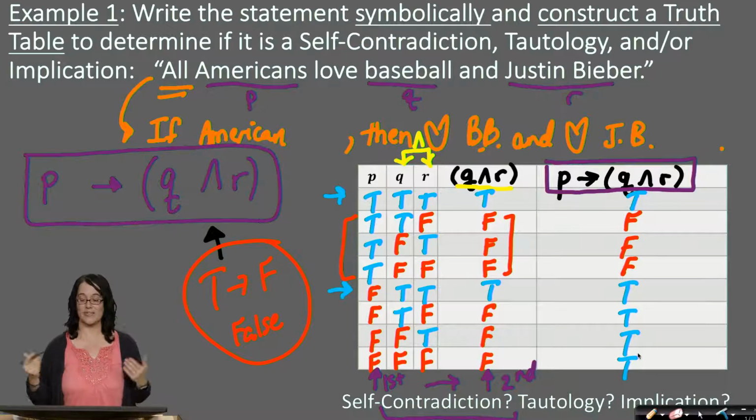Okay? So in some cases, this is a true statement. In some cases, it's not. So would this be a self-contradiction, a statement which is always false? No. Would this be a tautology, a statement which is always true? No. Could this have been an implication, and is it? Well, it was an if-then statement, so it could have been an implication, right? But is it an if-then statement which is always true? In other words, a tautology as well? No. Therefore, it's not an implication either, okay?